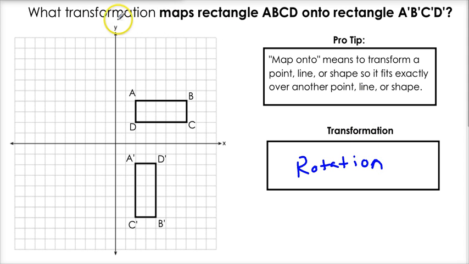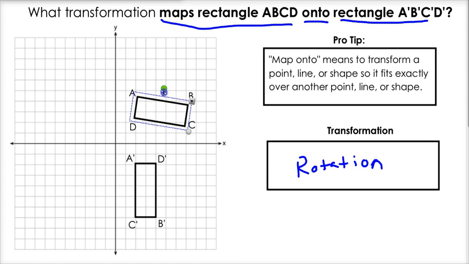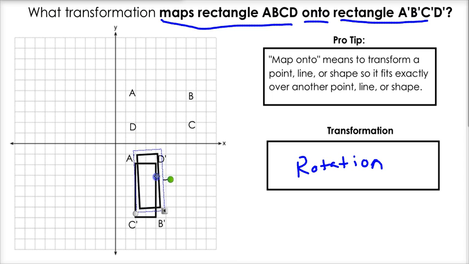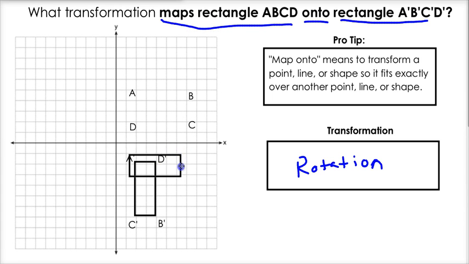Now, there's some language over here. It says maps rectangle ABCD onto the other rectangle. So what does mapping onto mean? Mapping onto just means to transform a point, line, or shape so it fits exactly over the other one. So to map this onto this, what I would have to do is basically rotate it around, right? If I rotated it, it would fit directly on top of this, all right? So since I would need to rotate it, that's how I'd map it onto there. So mapping onto just means what do I have to do to make that fit perfectly over the other one. All right.